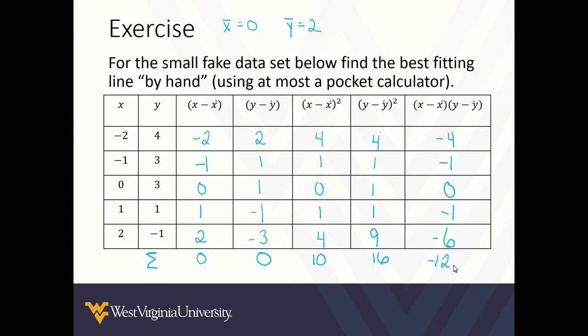Now, there are abbreviations for our last 3 columns. We know these as our sum of squares, or SSXX, SSYY, sometimes known as TSS, and the last one, sum of squares XY.